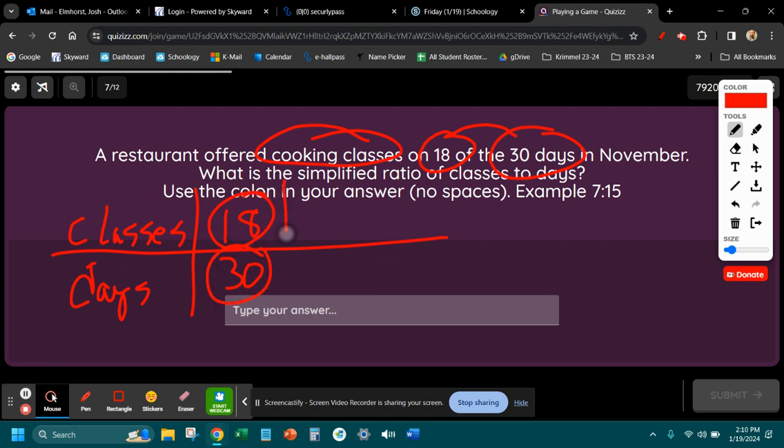Classes to days simplified. What factor can we divide both of these by? So that's going to be 3 to 5, but it says use a colon in your answer. So you're going to do 3 colon 5.